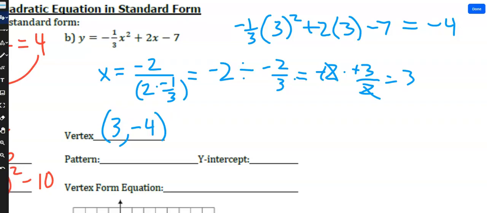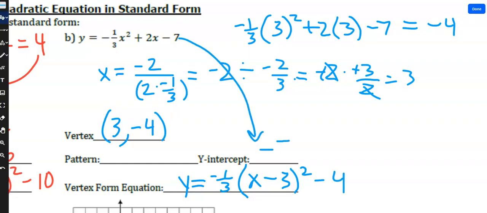The vertex form is y equals. Now the a value does not change. It's still negative 1/3 from the original equation. But we've got x minus 3 squared and a minus 4 on the outside. Your y-intercept is negative 7.